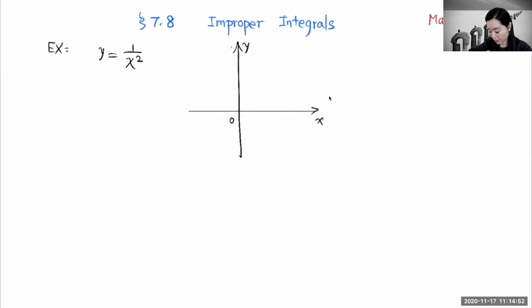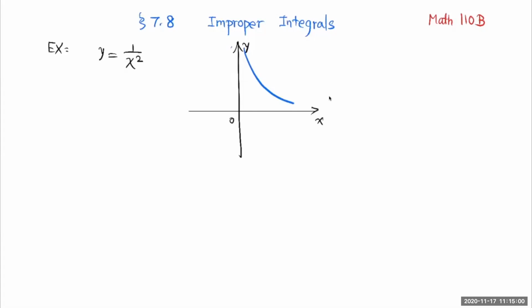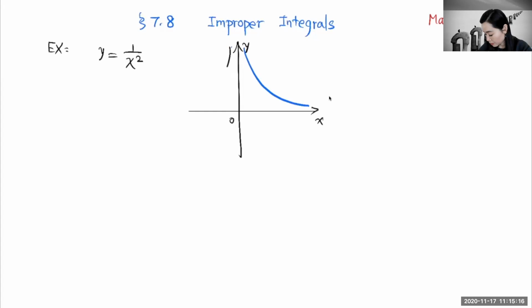So when x here is positive, then the graph looks like this. Now this is an even function. So it's going to be symmetric with respect to the y-axis. So on the other side, we also have this one over here, symmetric, this. Okay. So this is the graph for 1 over x squared.